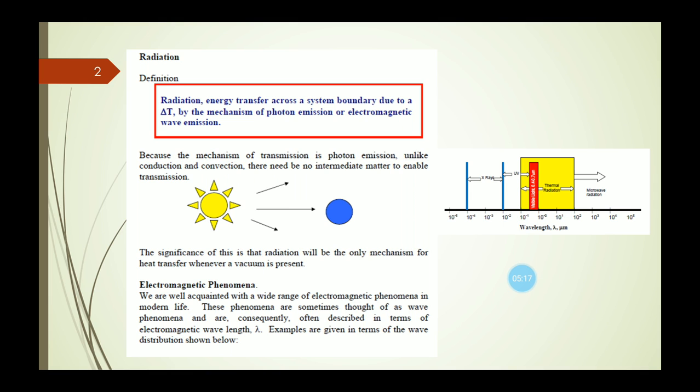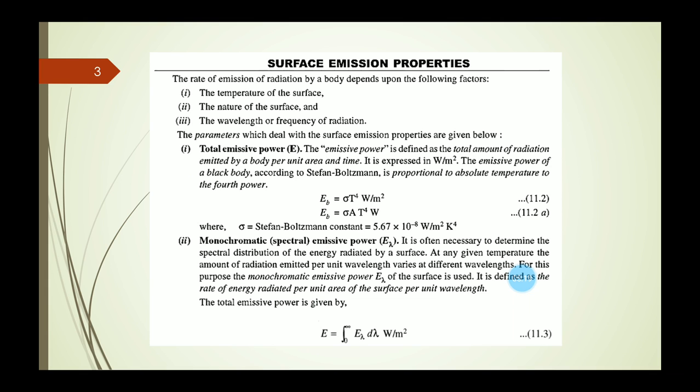So let us move to the next page. Now we will see different surface emission properties. The rate of emission of radiation by a body depends upon some factors, which are the temperature of the surface, the nature of the surface and the wavelength or frequency of radiation.